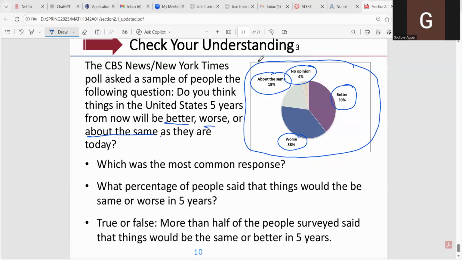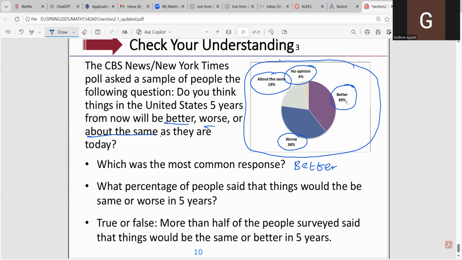All right, so obviously, the most common response here will be better, because that is the response that has the largest sector and also has the largest proportion, 39%. So this is the largest proportion out of all the proportions here. So the most common response was better in this survey.